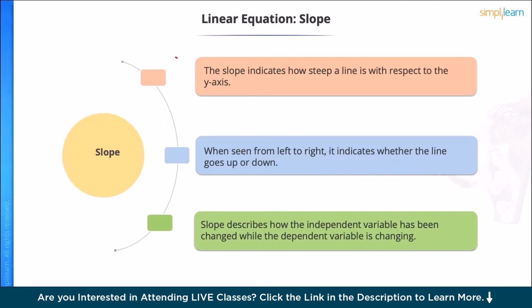Linear equation slope. The slope indicates how steep a line is with respect to the y-axis. When seen from left to right, it indicates whether the line goes up or down. The slope describes how the dependent variable changes as the independent variable changes.